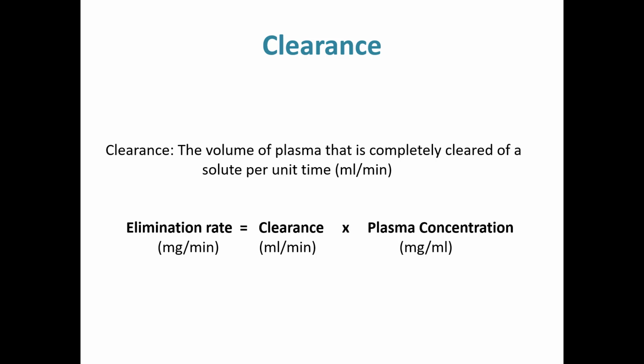Clearance is the volume of plasma that is completely cleared of a solute per unit of time. This does not tell you how much drug is actually eliminated, but the volume of plasma that is cleared of the drug. To determine the rate of elimination, which is the actual mass of the drug cleared per unit of time, you may multiply the clearance by the plasma concentration of the drug. Multiplying a flow rate by the concentration, we are left with the value representing the mass per unit time. If a drug is freely filtered and is not reabsorbed or secreted, the clearance will be equal to the glomerular filtration rate because everything that is filtered will be excreted.